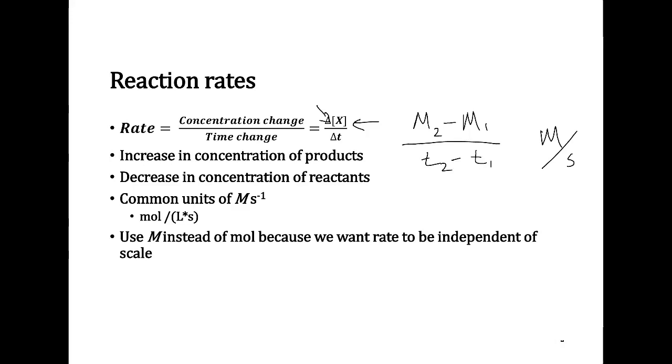But we do use molarity instead of moles because we want the rate to be independent of the scale. So we want to be able to determine the rate whether we had 200 milliliters of a sample or we had 5,000 milliliters of a sample if they were both at the same concentration. We don't want to have to go through and calculate the moles, so we just want to use the concentration.